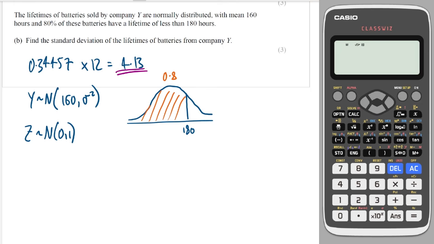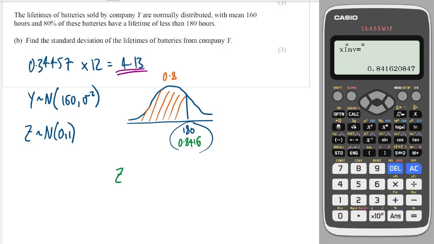Okay, so we go to our calculator and we press menu and we go into distribution again and we go to inverse normal. We want the area to be 0.8 because it's to the left and it's 80%, and we want the standard deviation to be 1 and the mean to be 0. And this gives us a Z value of 0.8416. So we write that down, 0.8416, and then we do a conversion between these two.